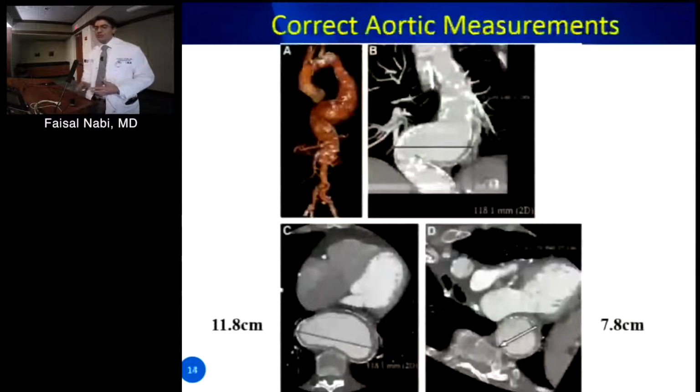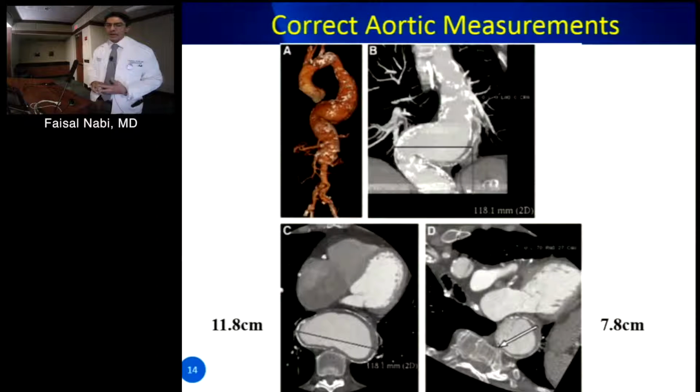This is so important to do this way, and this is a great example. In a very tortuous aorta with a lot of disease, if you were to simply do an axial measurement, here I can get 11.8 centimeters. But if you really do the double oblique method, where you go perpendicular to flow in two views and create a true short axis of that particular segment, the measurement is significantly smaller. So when you're not making measurements using the double oblique method, you are overestimating.